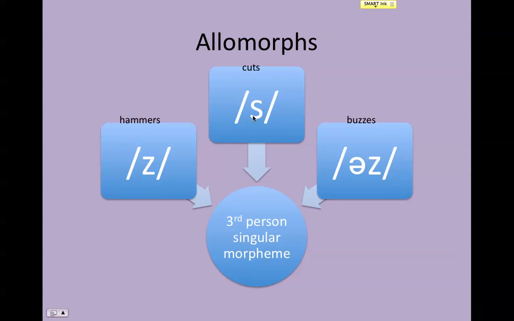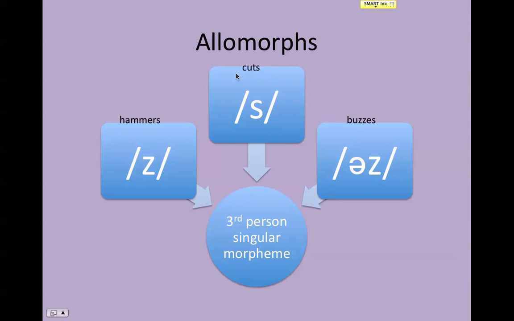We have Z, S, and Uz. So this S, or ES, for the third person singular, can change its sound depending on the word it's attached to, the word it's bound to. And these are considered grammatical bound inflectional morphemes. So in the word hammers, it takes on the allomorph Z, hammers. So this S makes a Z sound.